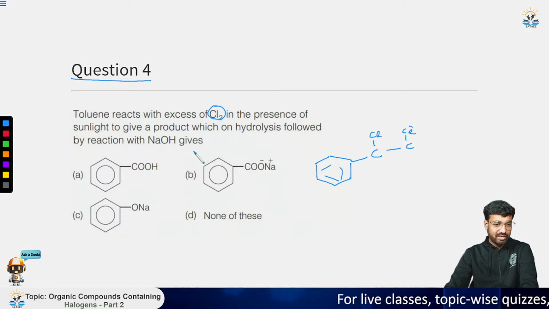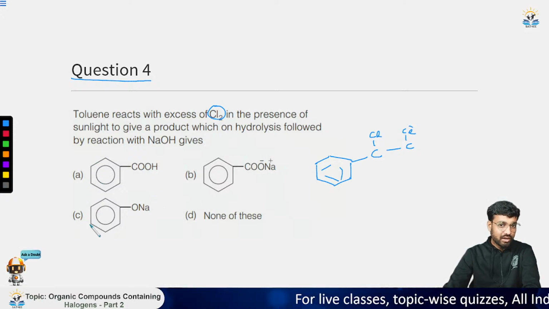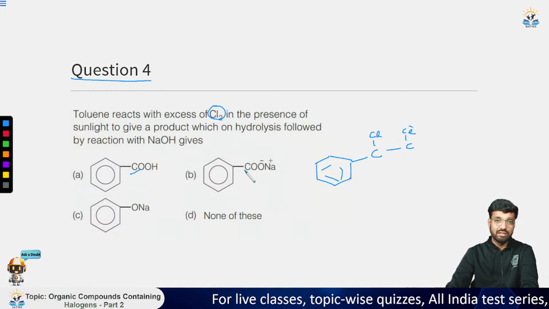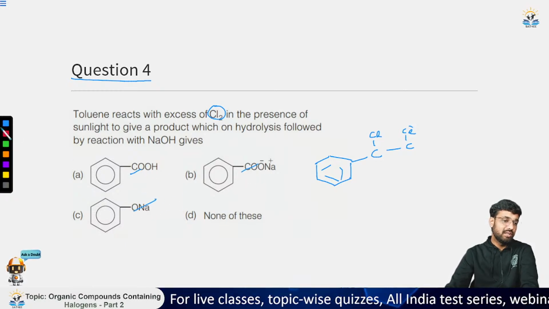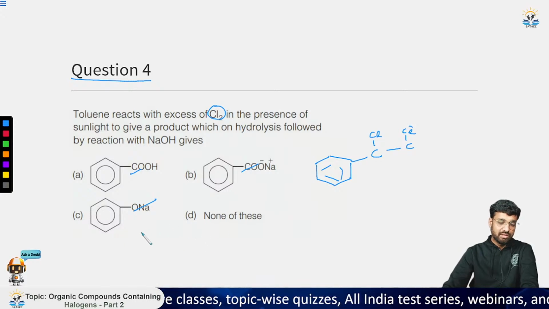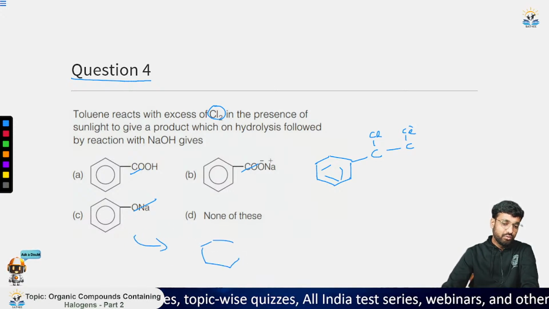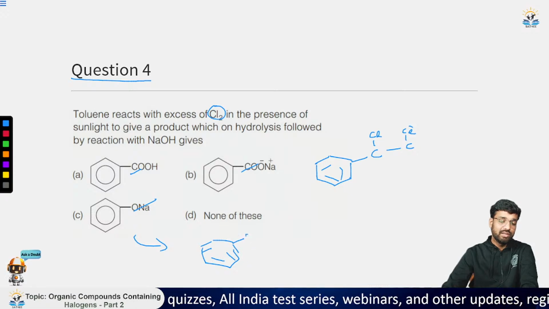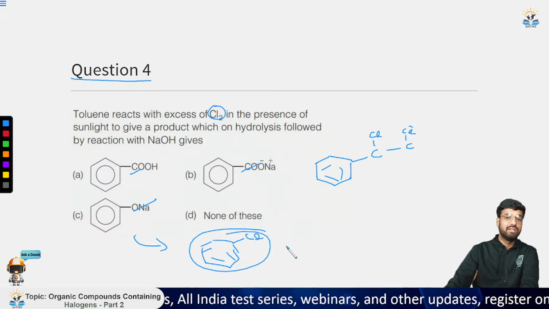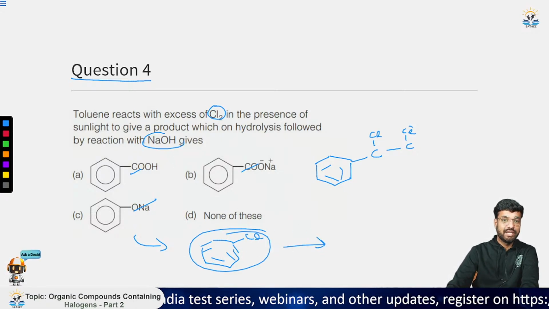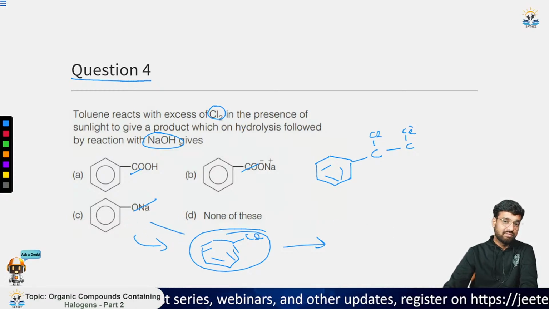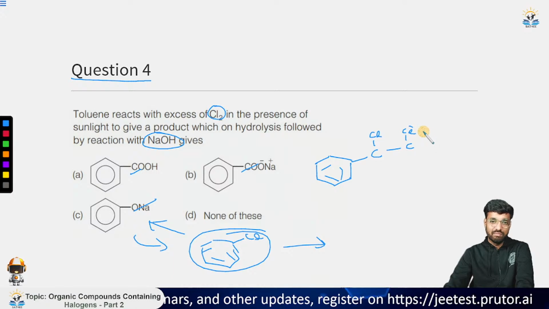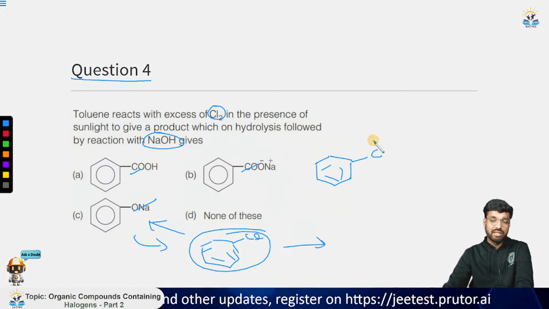Now it is written very clearly that it is not having more than one carbon. So this can be the case, this can be the case. This is not possible because it is done in the dark. It will be the case when we take FeCl3 and Cl2 in the dark, then Cl will form only on the ring, and on hydrolysis and reaction with NaOH it will give the final product as this one. But since we are doing it in light, it will be a single alkyl group.